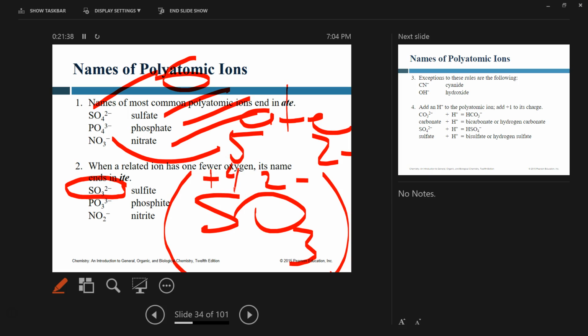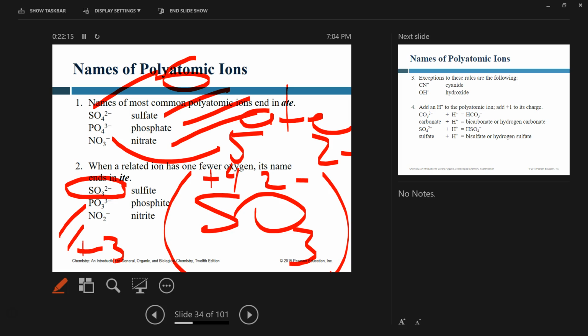Can you calculate without writing what will be the charge on the phosphite? Oxygens, how many negative charges do they bring? 6. The total charge of the whole thing is 3-. So phosphorus has a charge of 3+. So not 5 but 3. We kicked it down a notch. And nitrogen is going to have a charge of +3 as well. Absolutely right. Does that make sense?